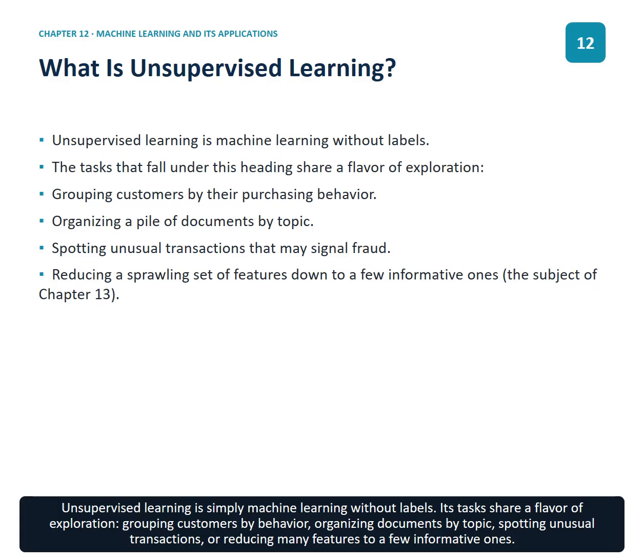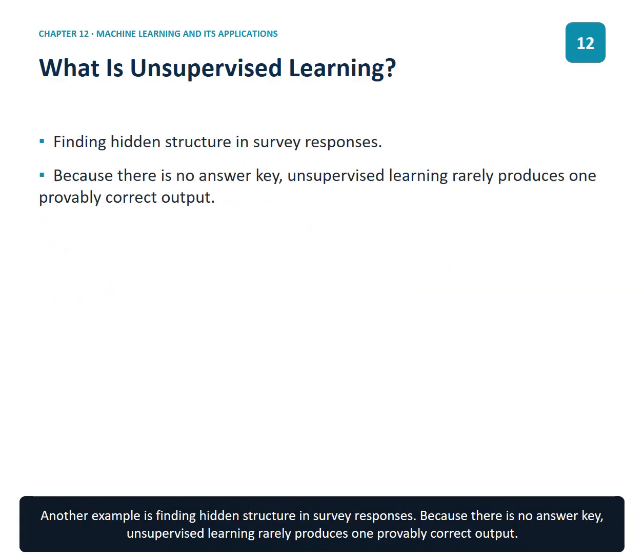Unsupervised learning is simply machine learning without labels. Its tasks share a flavor of exploration: grouping customers by behavior, organizing documents by topic, spotting unusual transactions, or reducing many features to a few informative ones. Another example is finding hidden structure in survey responses. Because there is no answer key, unsupervised learning rarely produces one provably correct output.